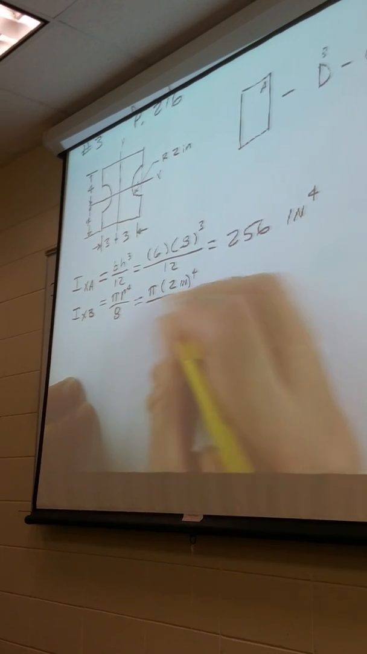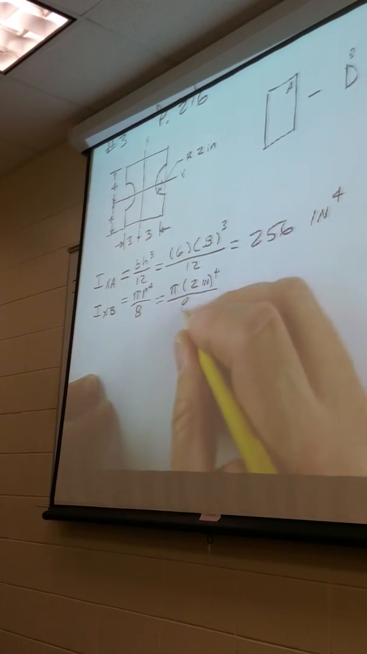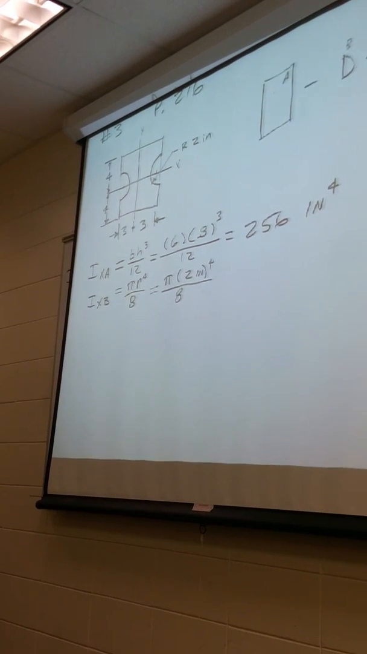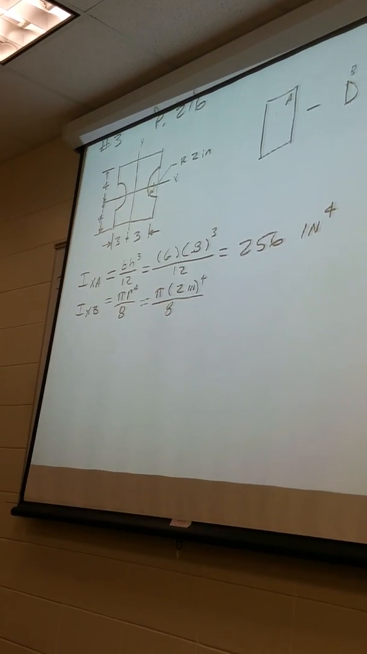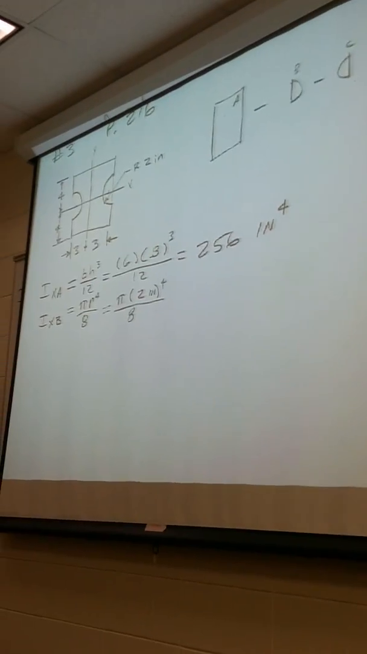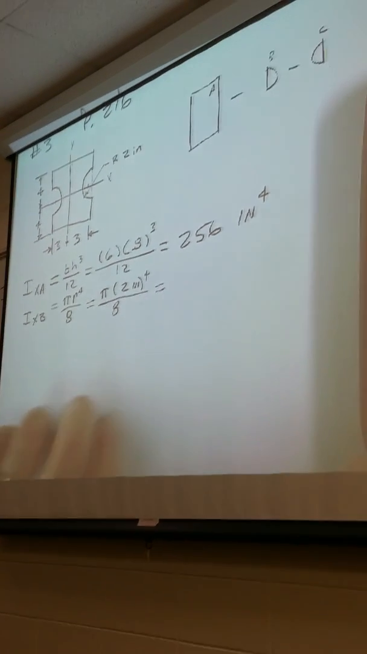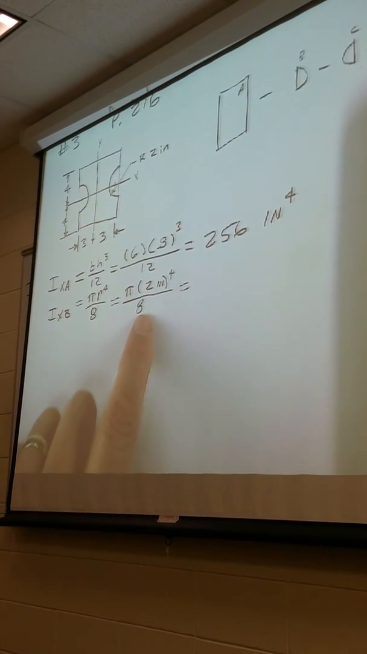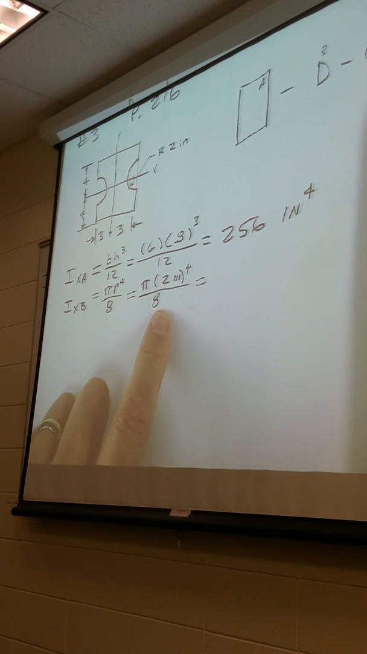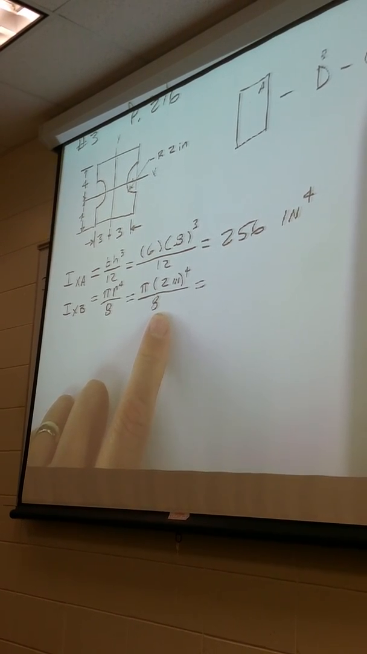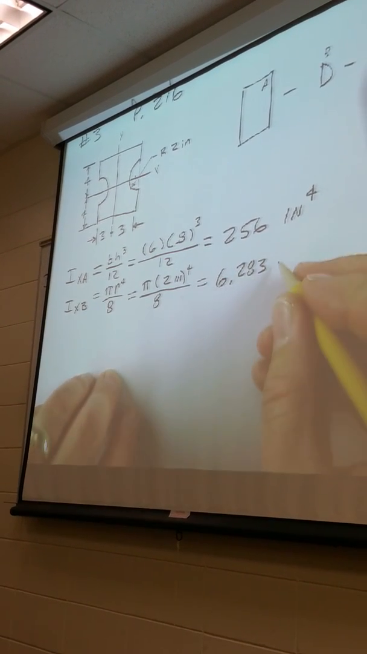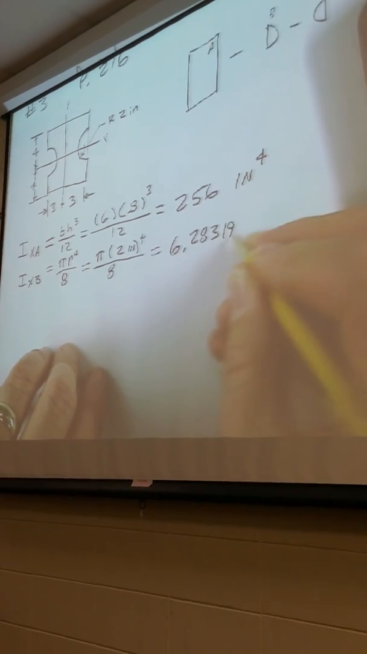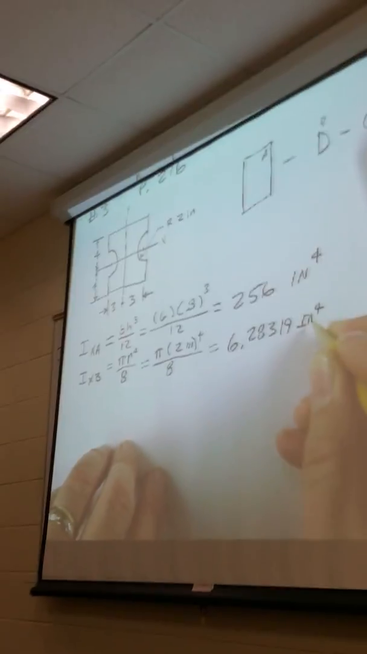So you can't just get the area of the circle and subtract it out like you did before? No. Well, we could if we were looking at the area, but we're looking at the moment of inertia, so we will use the area, but we'll use it in regard to the y-axis. Alright, 2 raised to the power 4, 16 times pi, 50.2 something, divided by 8. 6.283, 19 inches to the fourth.